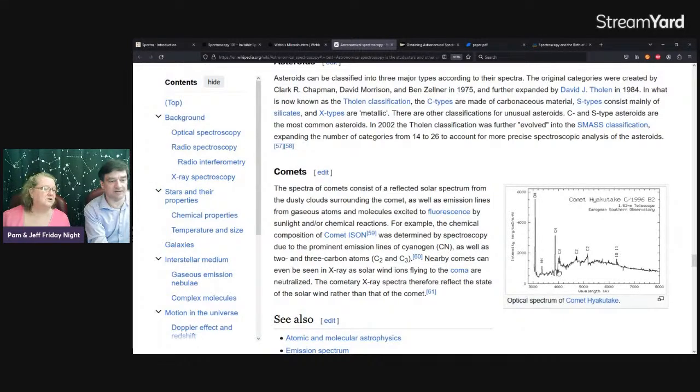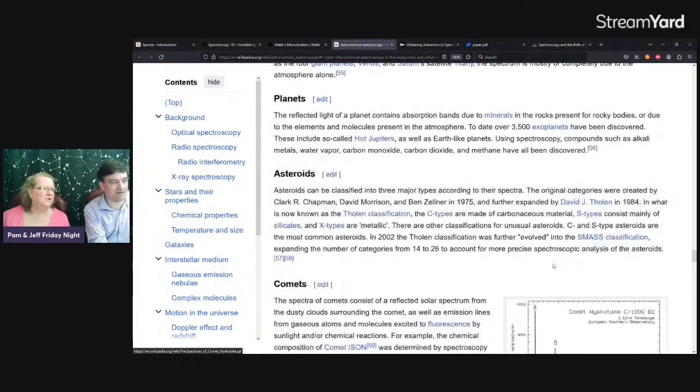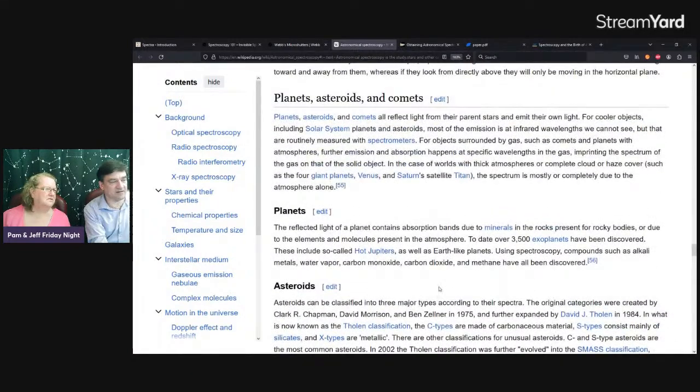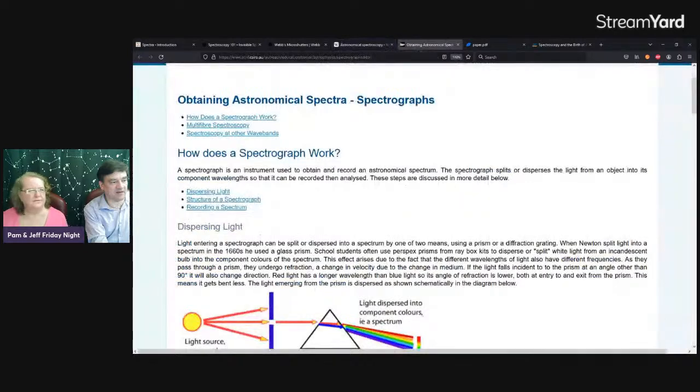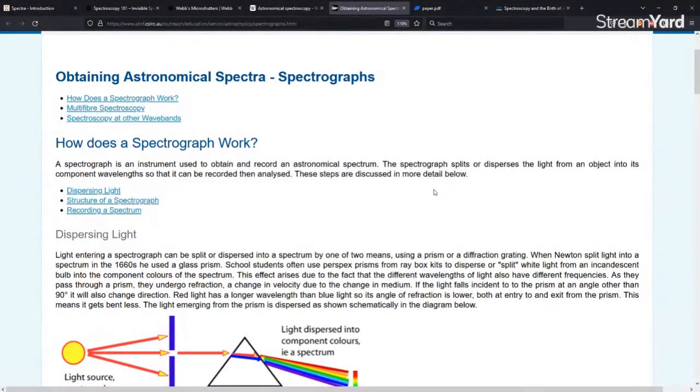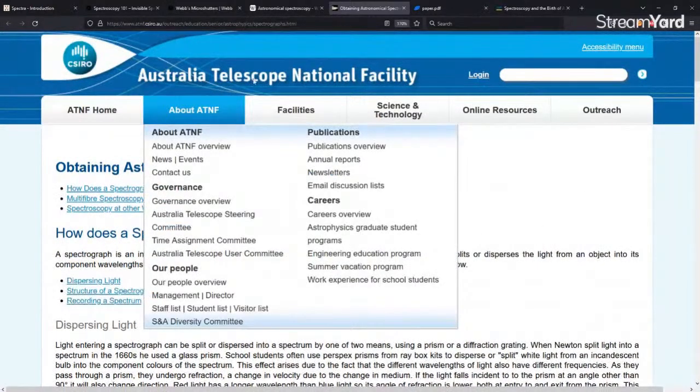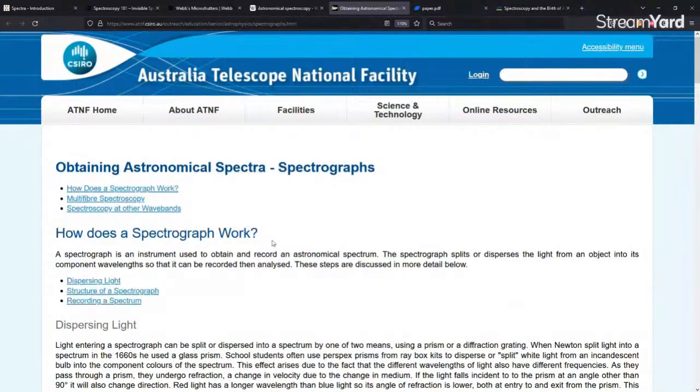Lots of things. Did you see meteors, like for a meteor shower? Asteroids, planets, comets. Yeah. Of course, stars. They talked about nebulae, right? Galaxies. Yep. Okay. And obtaining this is csiro.au, so the Australia Telescope National Facility, Cliff.